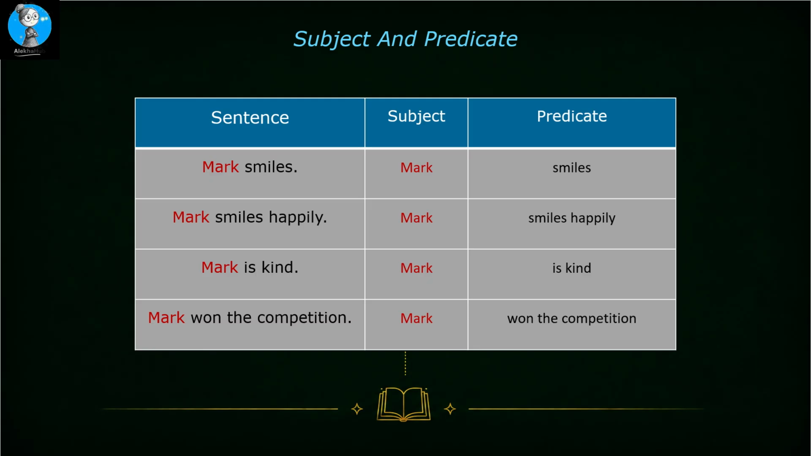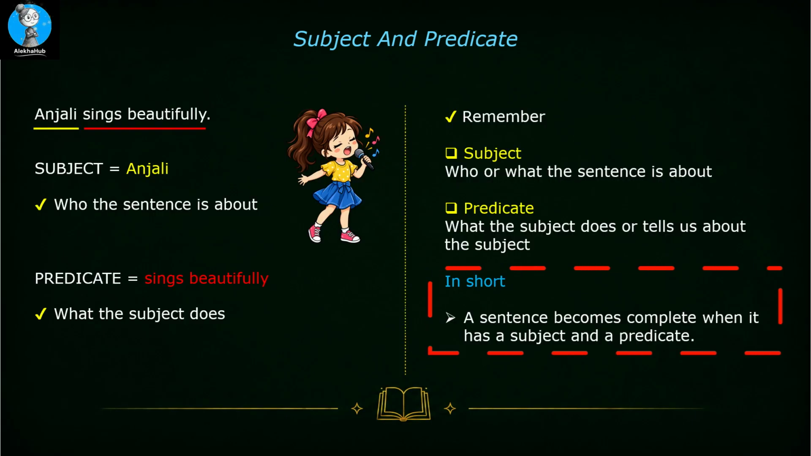One more. Mark won the competition. Mark is the subject, and won the competition is the predicate. So what is the main key rule to remember? A sentence becomes complete when it has a subject and a predicate. And once you learn to find these two parts, understanding the structure of a sentence becomes much easier.